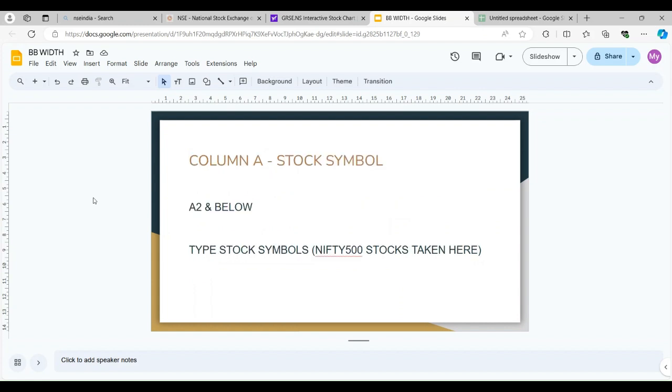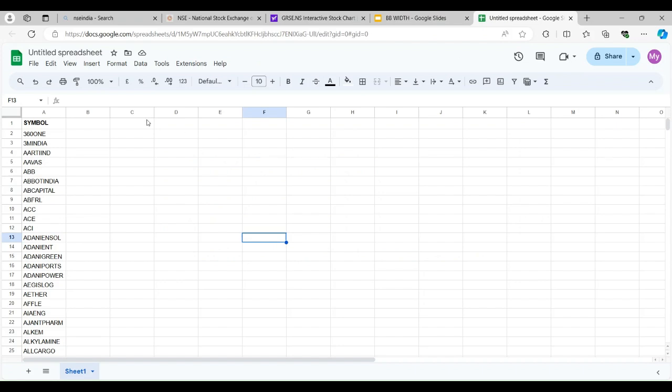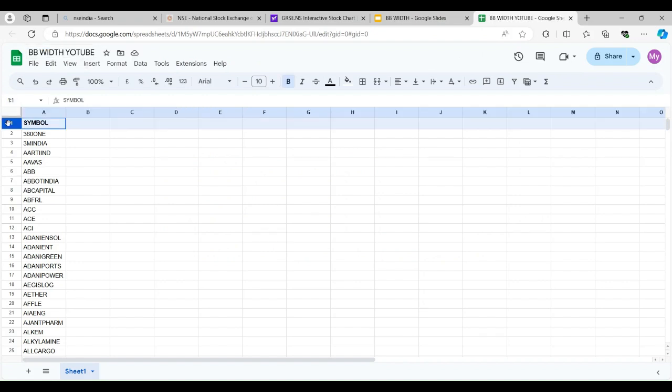Now I will straight away go into the sheets. Column is stocks here, Nifty 500. I have already pre-filled it. Okay. So let me freeze.